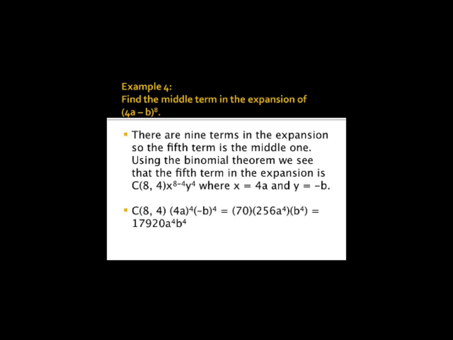Using the binomial theorem, we see that the 5th term in the expansion is the combination of 8 choose 4 times x to the 8 minus 4 times y to the 4, where x is equal to 4a and y is equal to negative b. So the 5th term in the expansion is the combination 8 choose 4 times 4a to the 4th times negative b to the 4th, which equals 70 times 256 a to the 4th b to the 4th, which equals 17,920 a to the 4th b to the 4th.